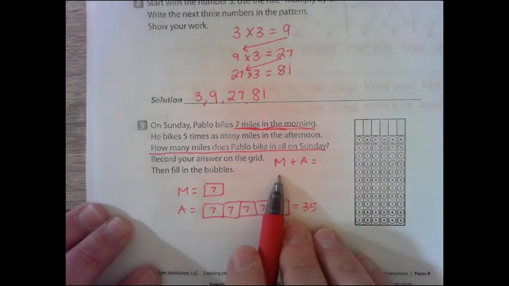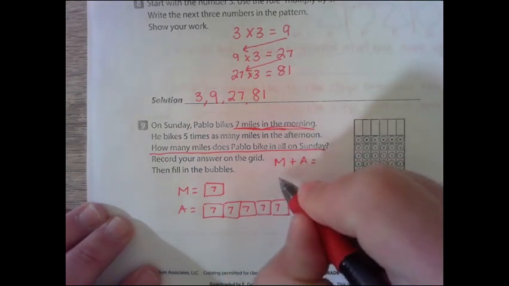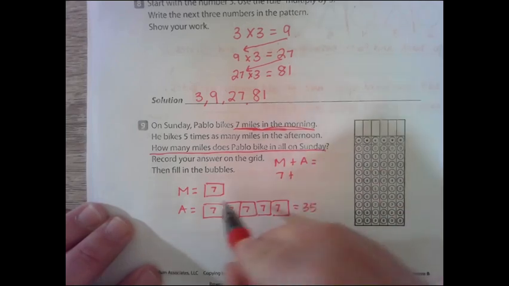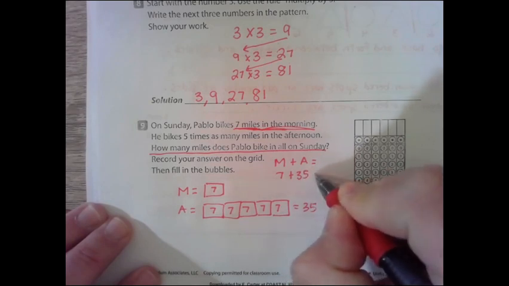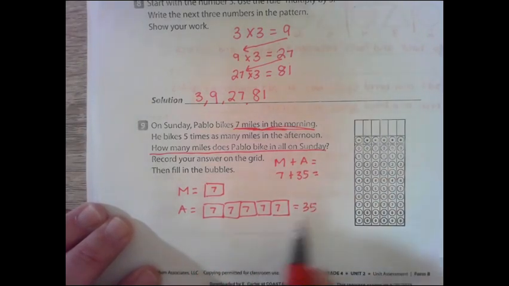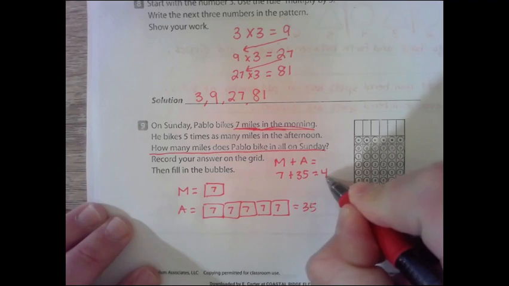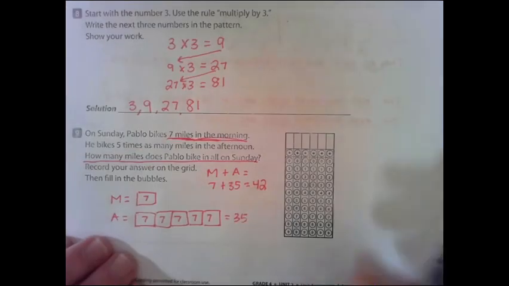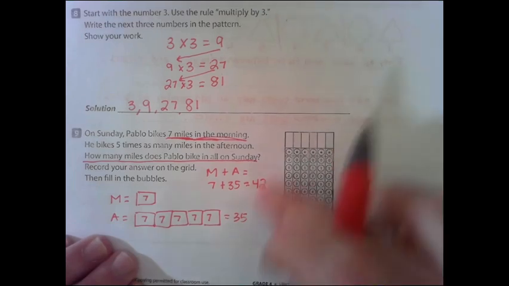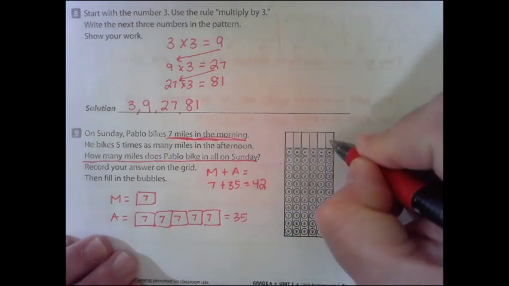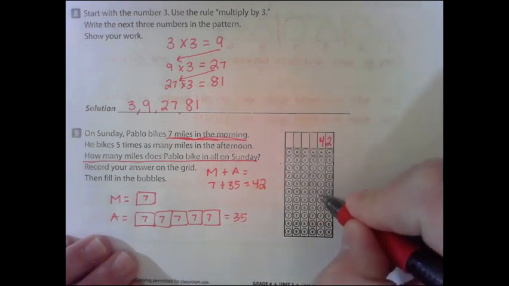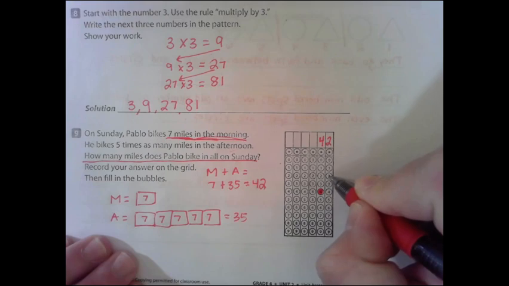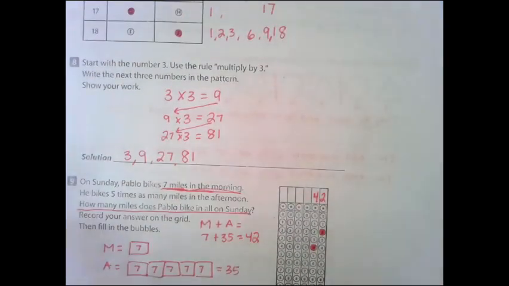And again, we want to know how many miles he bikes all together on Sunday. So if he does 7 miles in the morning, so I'm getting that from here, 7 miles in the morning, 35 miles in the afternoon, because again we did 7 times 5, 35 plus 7 is 42. And again, to fill out these types of problems here, we start with our ones place over here, and we put the 2 and the 4. Then you go ahead and circle the 4 and the 2.